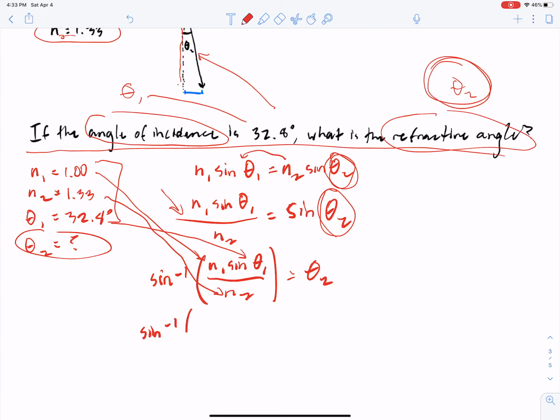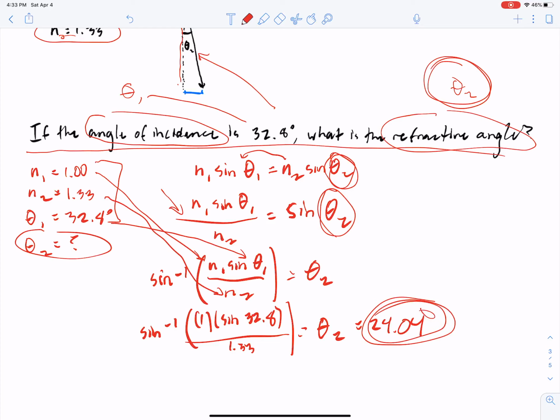So here we're going to rewrite with the numbers. Here's 1. This is sine 32.8 degrees. And put that over 1.33. And that will equal our theta 2, or refractive angle, which is ultimately 24.04 degrees. Very, very simple. If you follow those steps, then you can solve for that unknown.